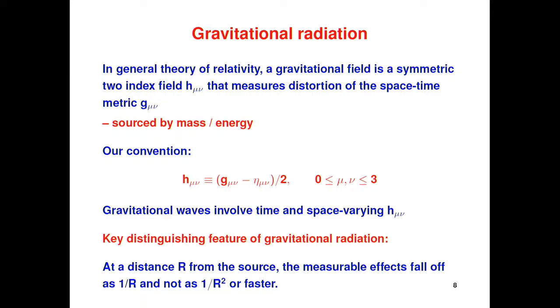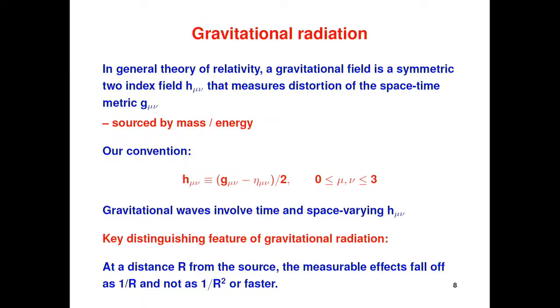Given this, gravitational waves will involve space and time varying h_μν, and this is an exact analogy with electromagnetic waves, where you have space and time varying electric and magnetic fields, or equivalently space and time varying electric vector potential.